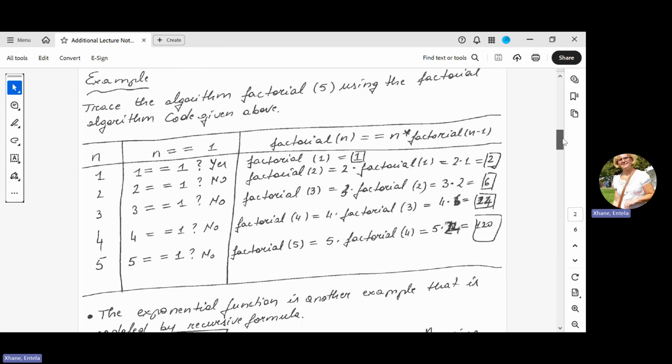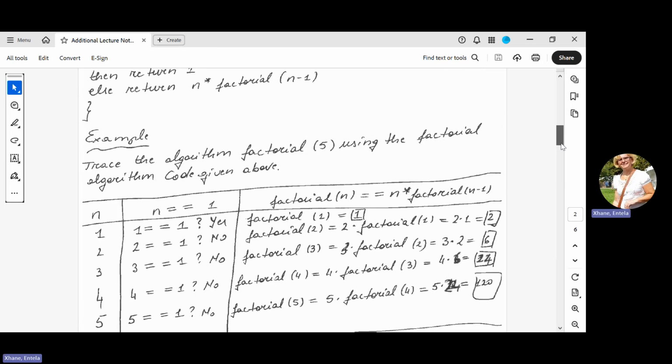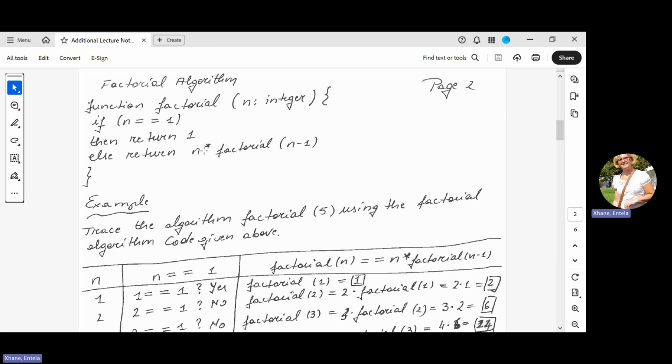So let's start. The first column of this table represents the values of n from 1 to 5. In the second column, we compare n to 1, and then we respond yes or no based on whether n is equal to 1 or not. And then we'll apply the formula. If n is not 1, then we multiply the value of n itself by the factorial of n minus 1, using the algorithm code.